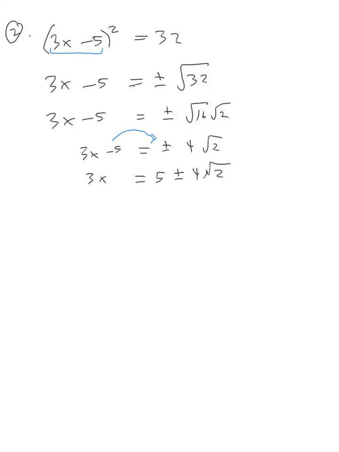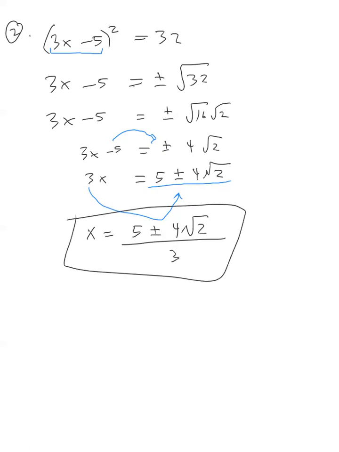Then we need to divide by the 3 right here. Divide that 3 underneath everything that's on the right side. So we're going to have x equals 5 plus or minus 4 square root of 2, all over 3. And that's the solution for that problem. Now let's go ahead and do my example number 3.